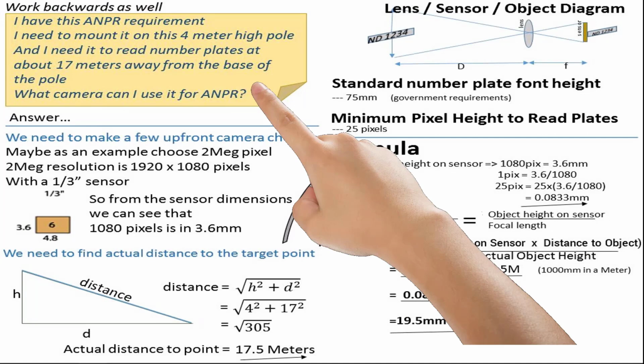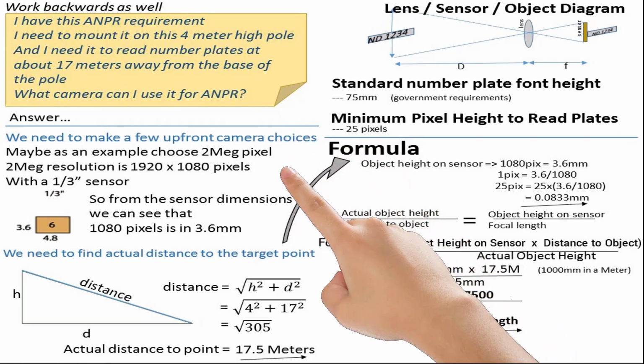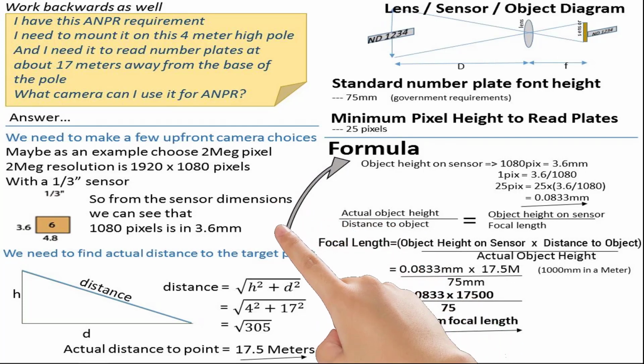The ratios can also be used to accurately estimate what the best specs are for a camera. Assuming there was a requirement to read number plates 17 meters away from a camera mounted on top of a 4-meter pole, what camera specs would be required? Let's assume that an upfront choice of a 2-megapixel camera with a 1/3 inch sensor was chosen, which would now require the estimation of the focal length.